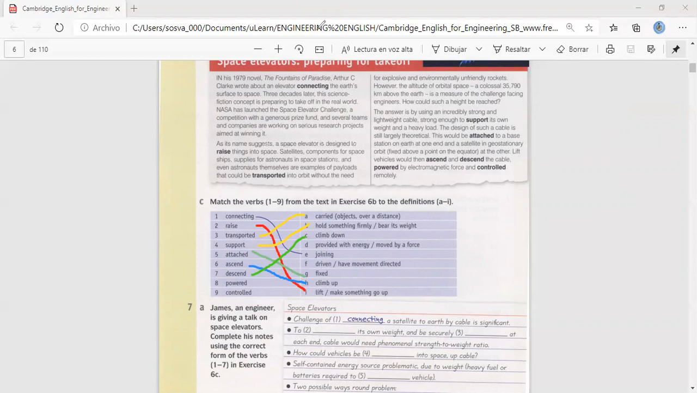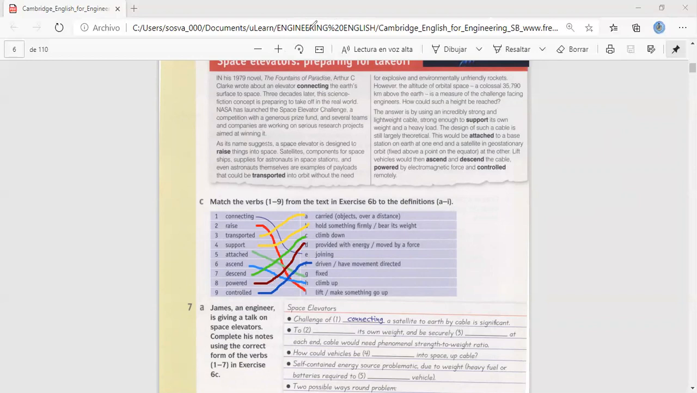Let's see, what about the word powered? Provide, in this case, is letter D, provided with energy, moved by a force. Exactly. Provided with energy, moved by a force. So finally we have controlled. And control is the last one, letter F. Driven, have movement, directed. Okay, excellent. Directed. Great.